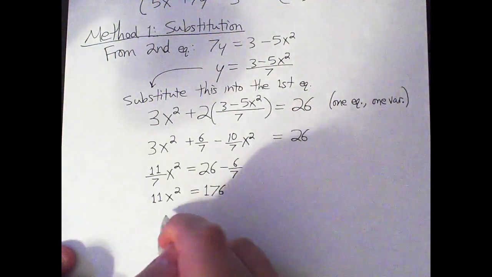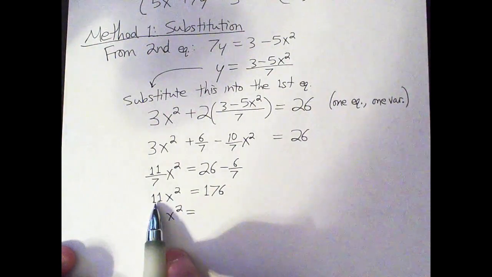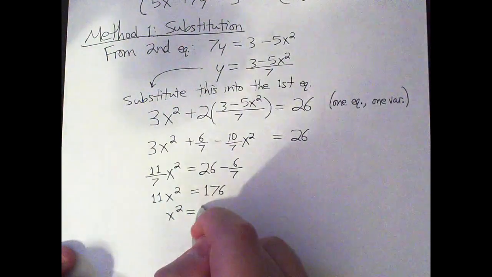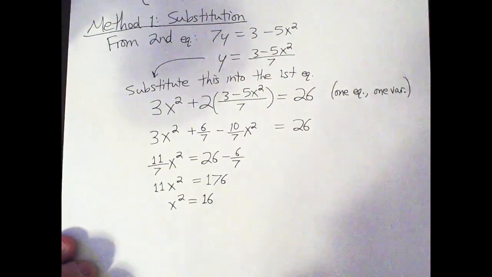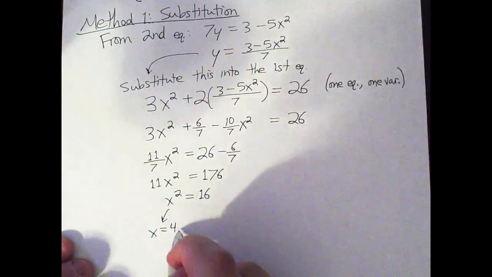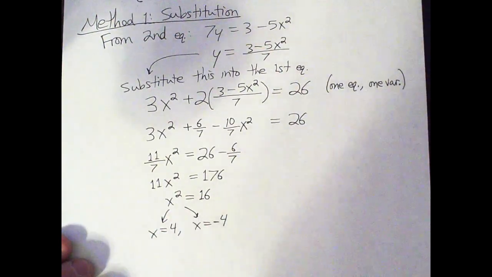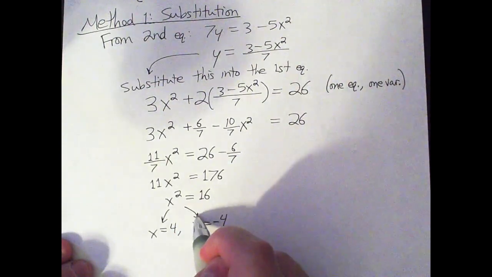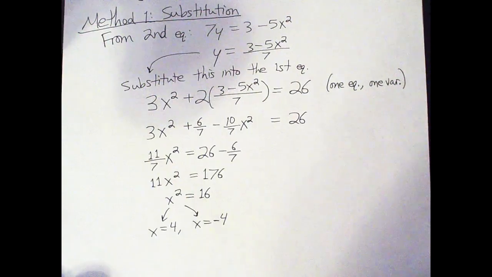Divide both sides by 11, and 176 divided by 11 winds up being 16. So look at this. We're getting, I guess, x equals 4 and x equals negative 4, right? Those are the two things that could possibly get you 16 when you square them. So it looks like we're getting more than one answer.